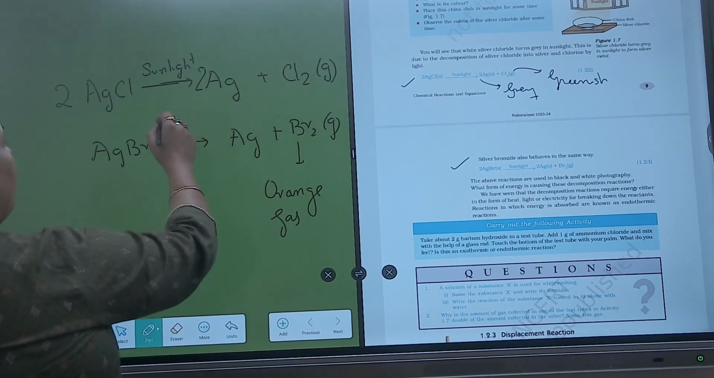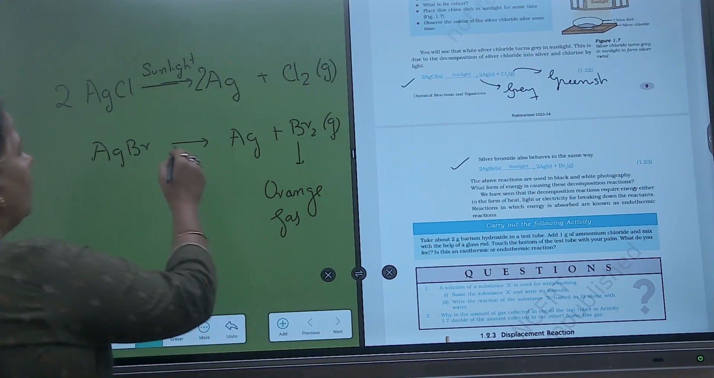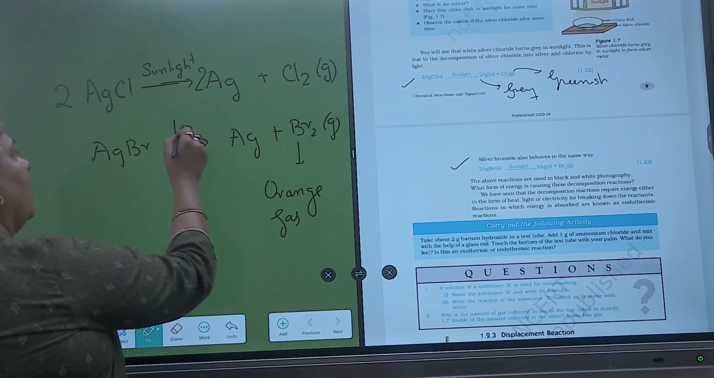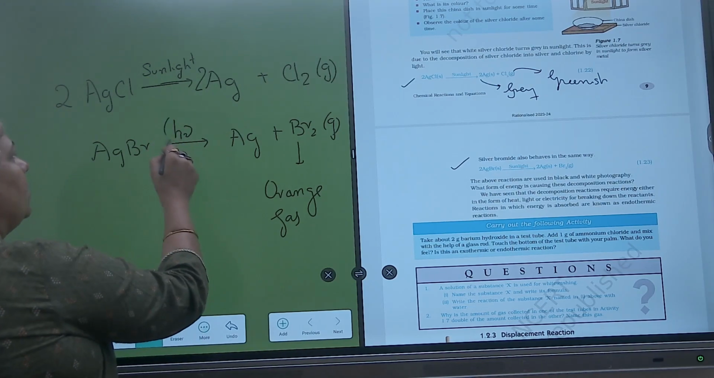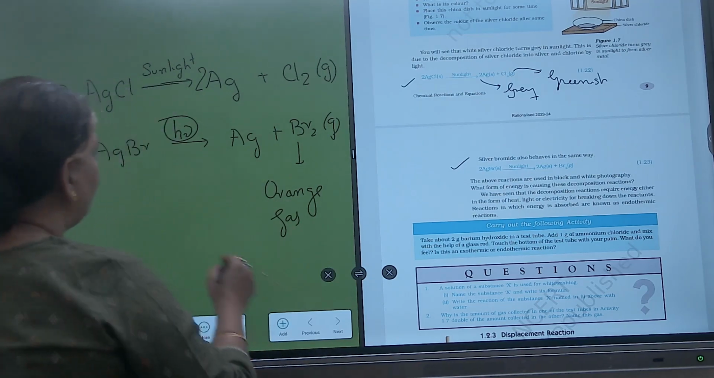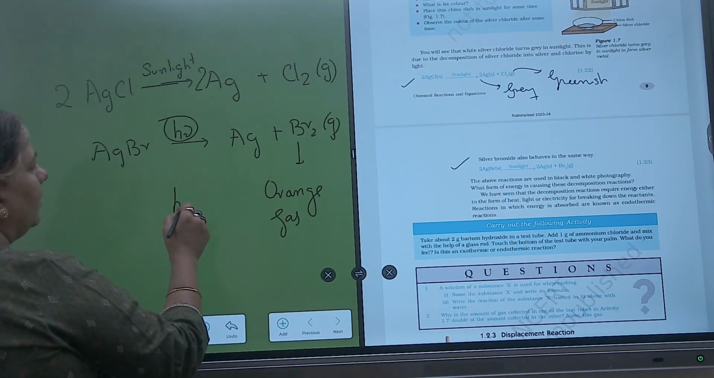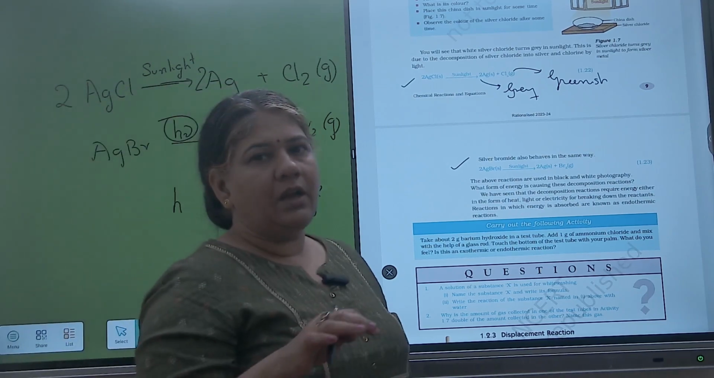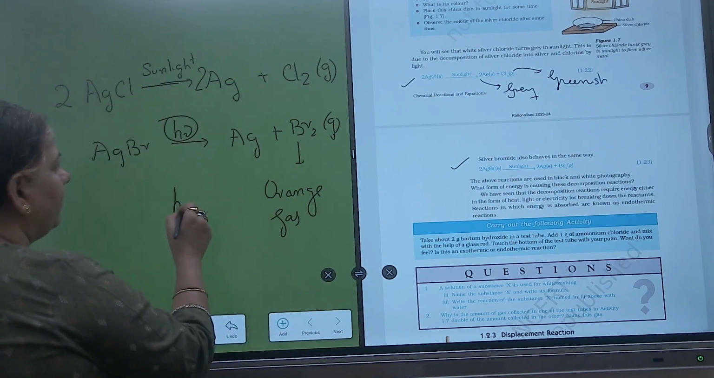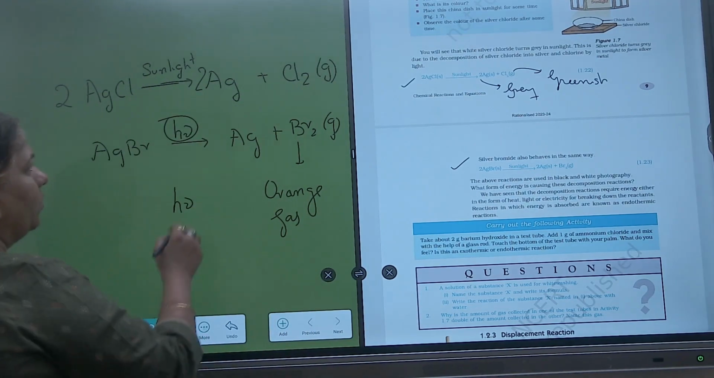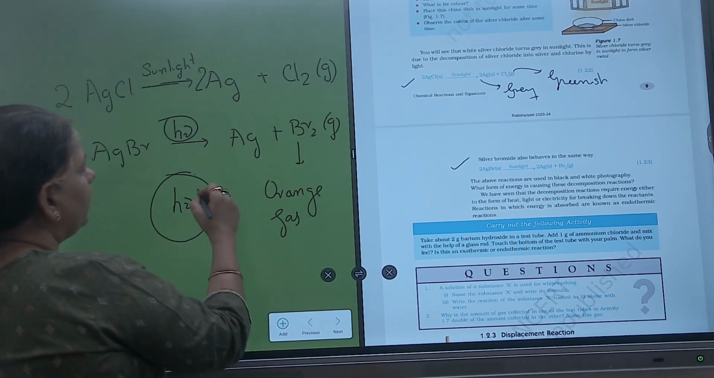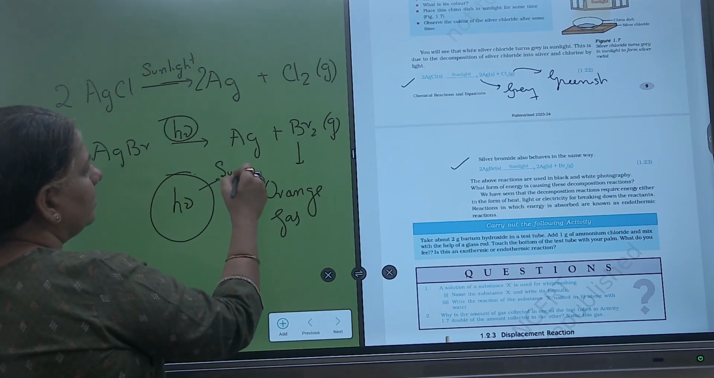Again, it is taking place in the presence of sunlight, or in place of sunlight you can also write h nu. This is also the symbol for sunlight. It won't generally be given in the class 10th book, but in case you find somewhere written h and this Greek alphabet nu, this also represents sunlight. So don't get confused. This h nu is also representing sunlight.